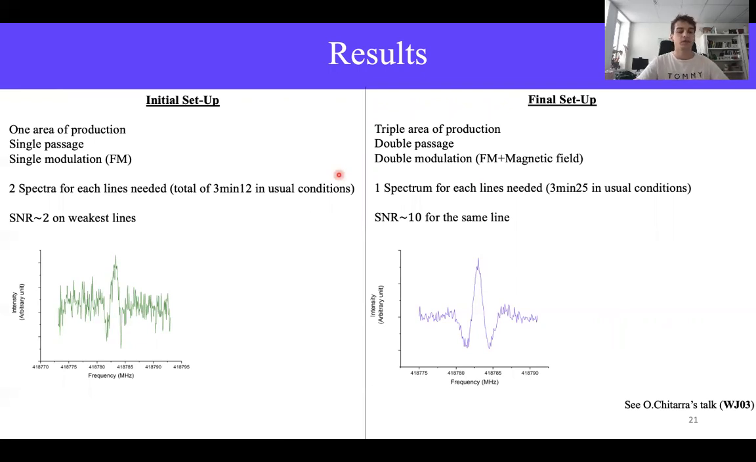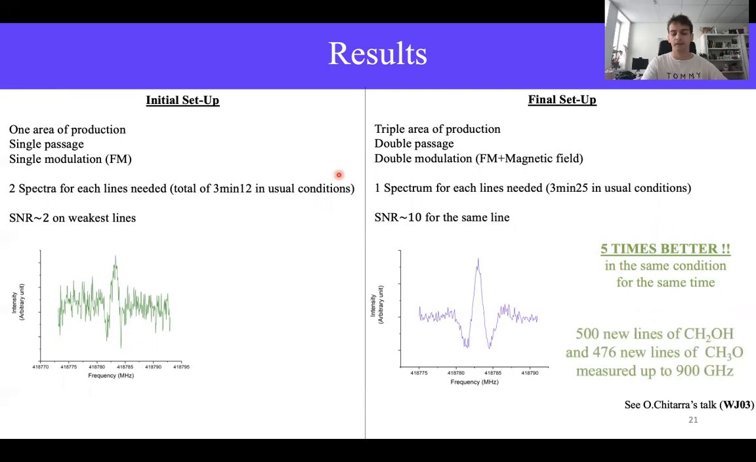Before, we had a signal to noise ratio of around 2 on the weakest lines, and now it's more like 10. It's 5 times better for the same conditions and for the same time of acquisition. And with this setup, we succeeded in recording around 500 new lines of CH2D and 500 new lines of CH3O, up to 900 GHz. If you want to know more about this new record, you can see Olivia Chitarra's talk.